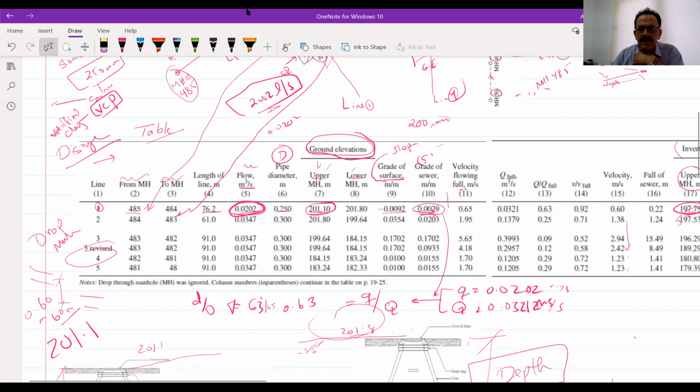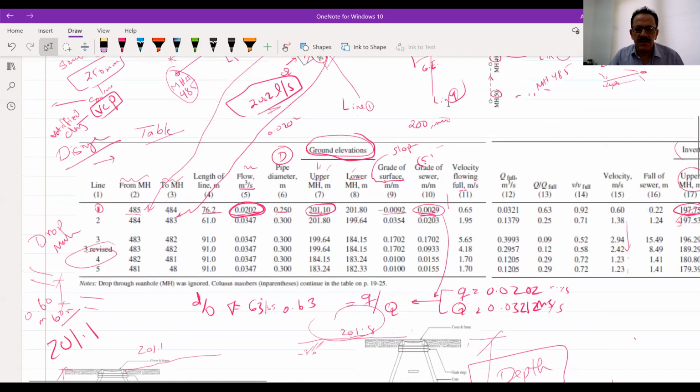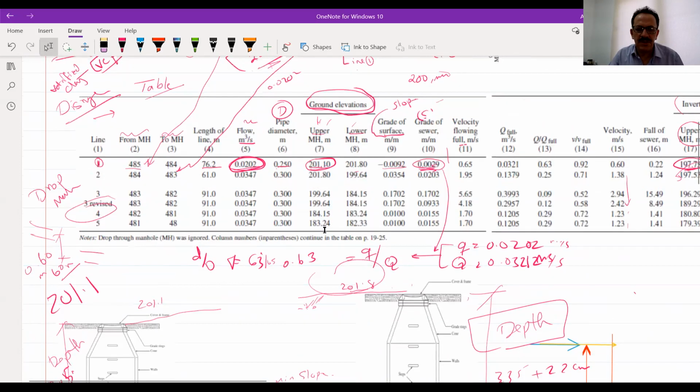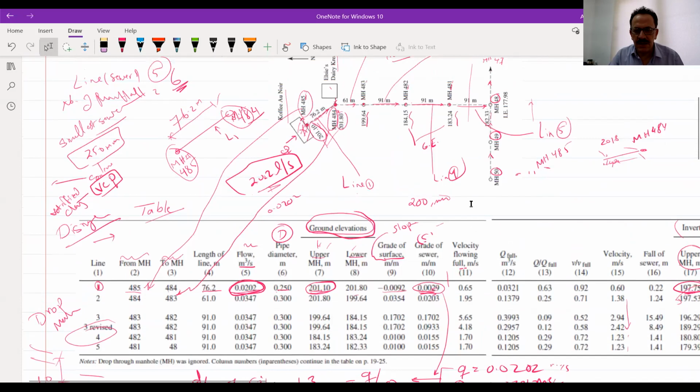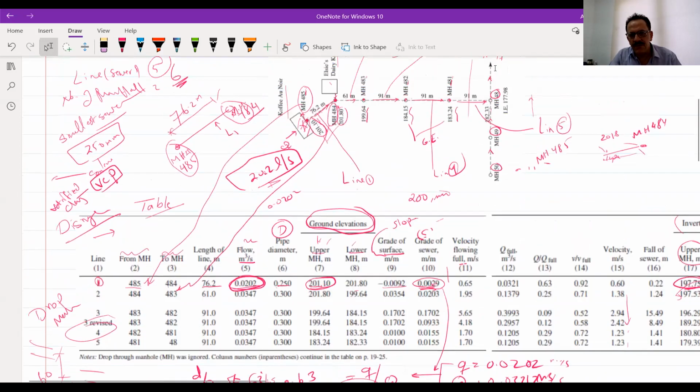This was my lecture for today. I hope you will redo all the steps and make an Excel sheet for this calculation and check everything, and this will be considered as homework for you.